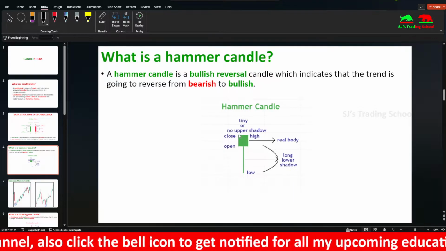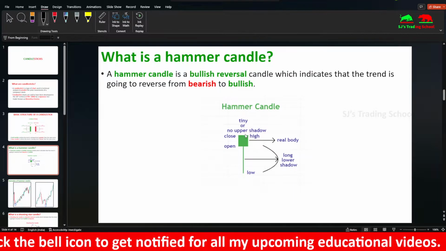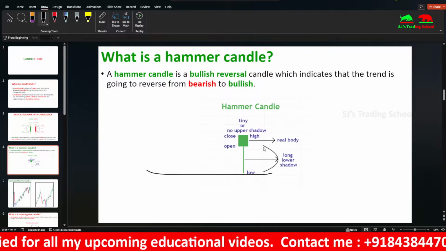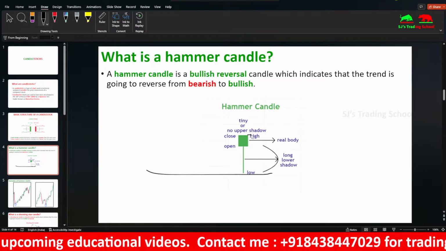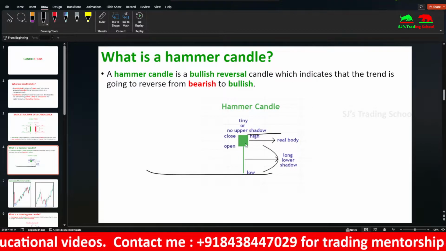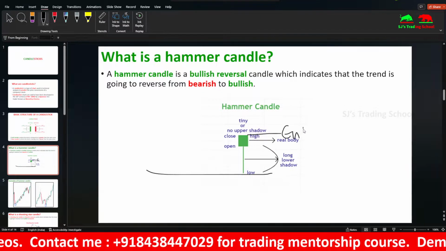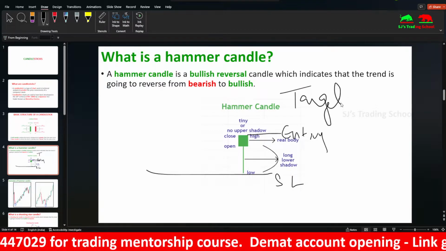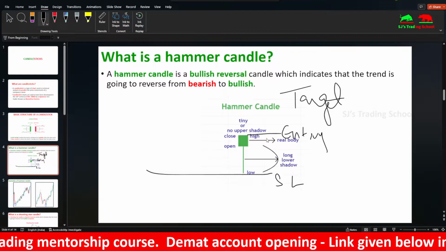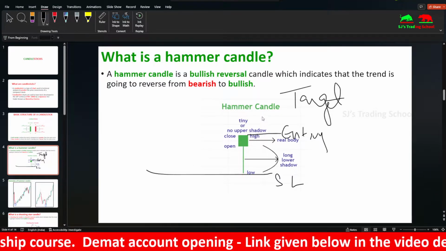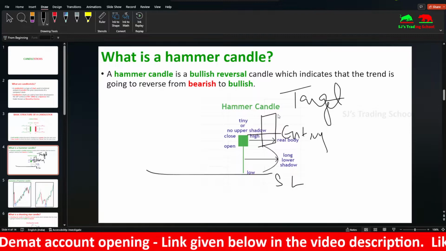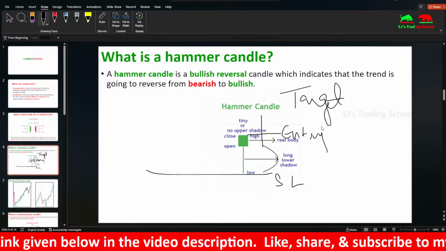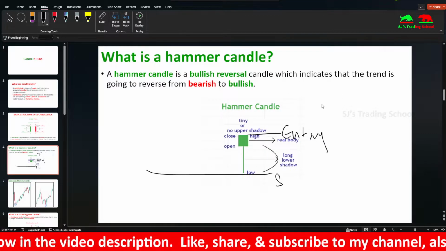Another thing is where to take the entry. If there is a previous support below, then once the price breaks above the high and the next candle is formed, you can take the entry, keep the stop loss around here, and keep your target here. I will show it in the live chart, but here I will just show. If there is no support, then you can wait for another bullish candle, and when the next candle opens up, or if it breaks the next candle's high, then you can take the entry. So this is how the entry is taken.